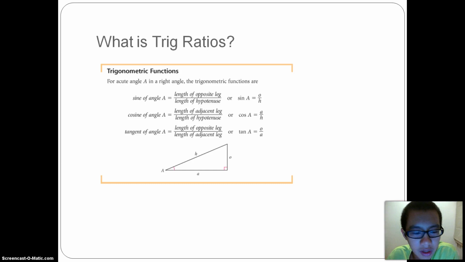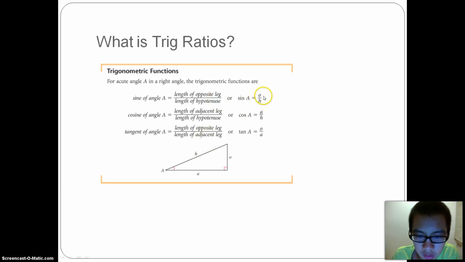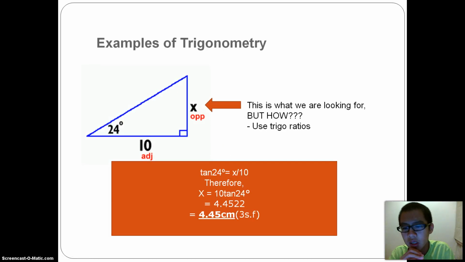So let's look. We have sine of angle A. We have angle A here, and the length of the opposite, which is O here, over the hypotenuse, which is here. So sine A is equal to O over H. Let's look at cosine. It is the length of the adjacent, which is A here, over the hypotenuse. So it's cosine A. Tangent is always opposite over adjacent. So opposite is here and adjacent is here.